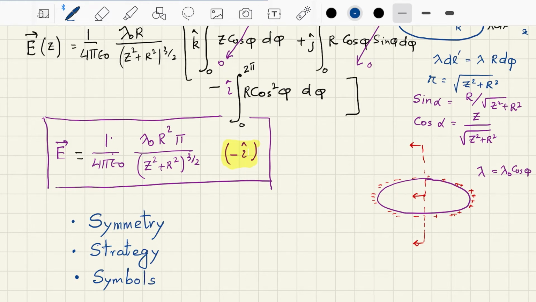Okay, so the symmetry, strategy, and the symbols. Then after getting the answer, this is before the formulation, but after getting the answer, one should look at the limits and extensions. For example, if I had already done the dipole, then I could have found the dipole moment and made sure that it's indeed the limit of z very far, z equal to 0, the center of the circle in the same plane, and so on and so forth.